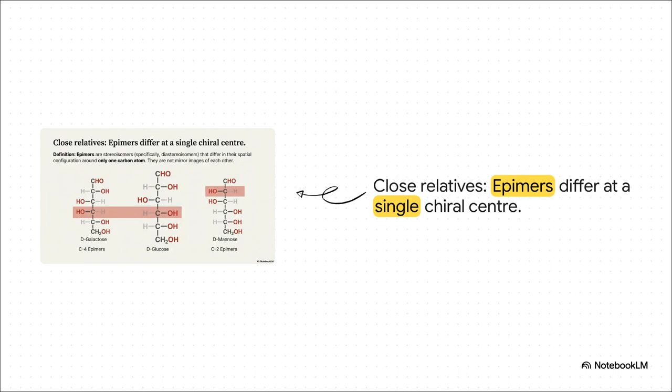Okay, next up we have the epimers. If enantiomers are mirror image twins, epimers are like close cousins. They aren't mirror images. Instead, they differ in the arrangement around just one single chiral carbon. For example, D-galactose is the C4 epimer of glucose. Only the 4th carbon is flipped. D-mannose is the C2 epimer. These are tiny changes, but they create molecules with completely distinct biological roles.